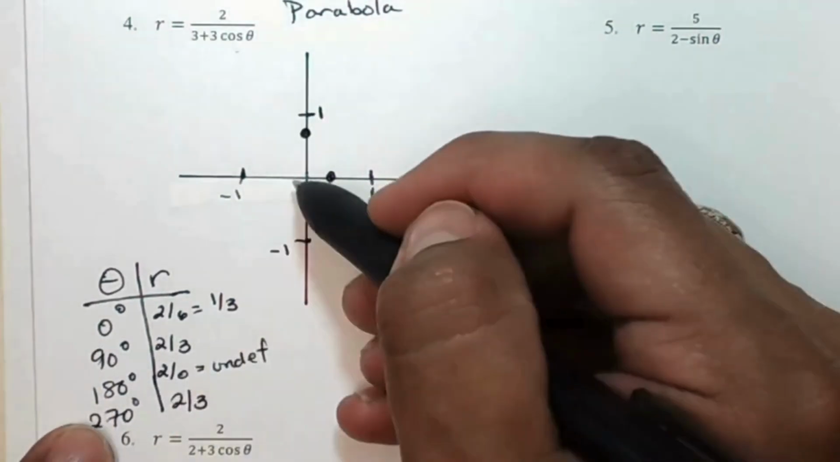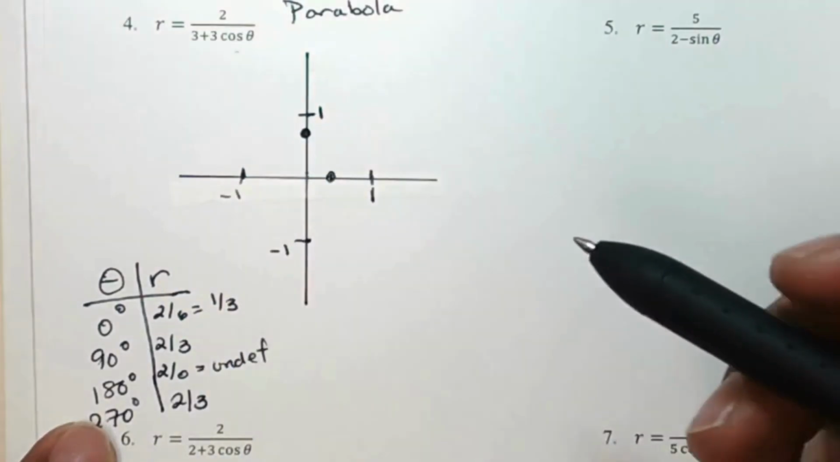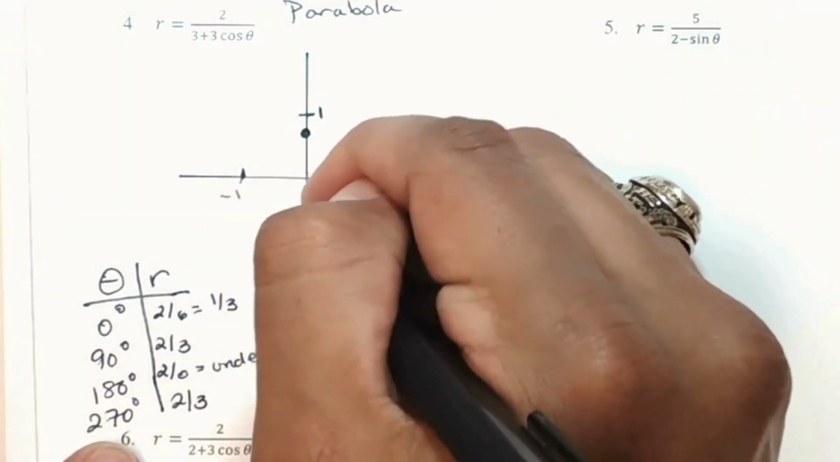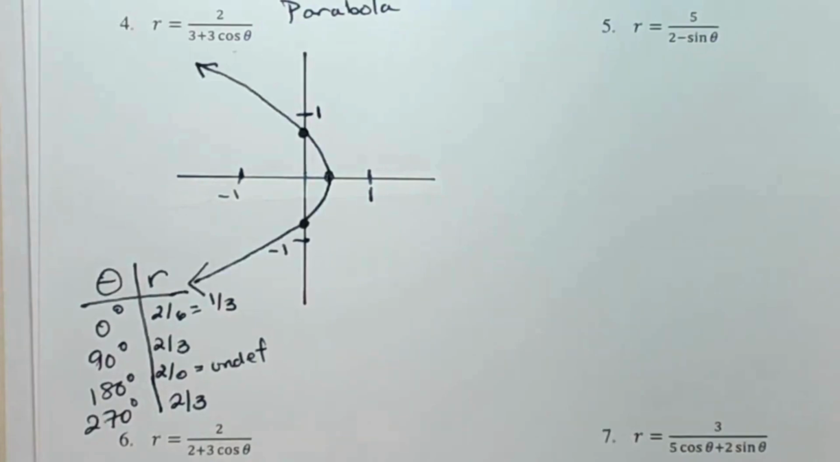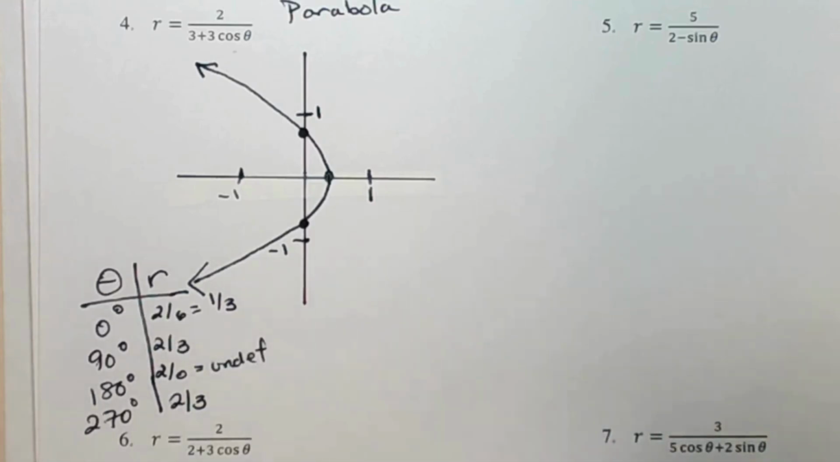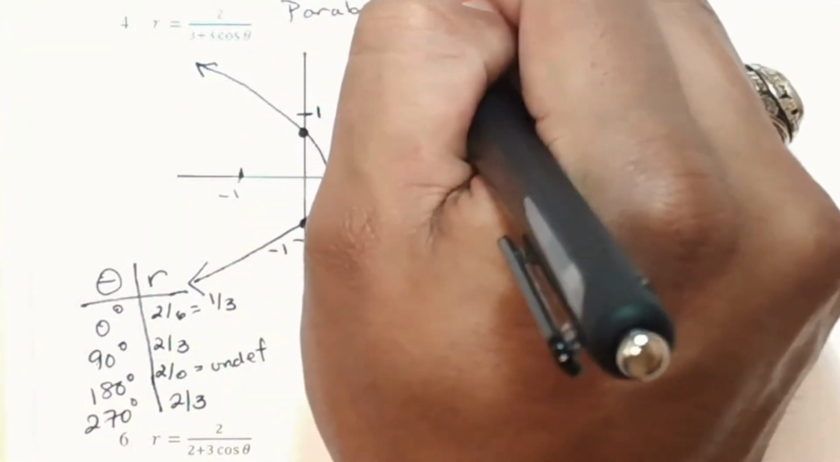180 is undefined. There's no point going to be here on the 180 degree thing. And then 270 is about 2/3, so we have that. And then we connect our dots and get a parabola. So this is how a cardioid ends up giving us a conic section that is a parabola. So if we're determining the direction here, well, this is a parabola that's opening left. So then this is going to be what we call a horizontal parabola.